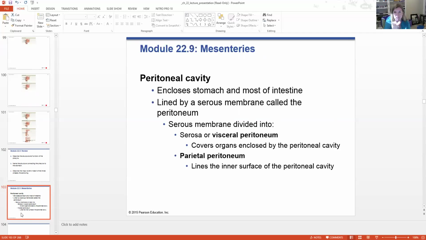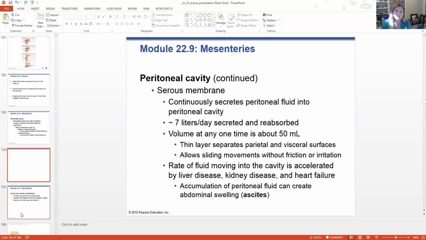So then you have this space in between the wall and organs. That serous membrane is continuously secreting peritoneal fluid into that peritoneal cavity, into that space, roughly 7 liters a day. It's secreted and reabsorbed, recycled over and over again. So it's a very thin layer, and that's to allow our organs to move and slide around each other without causing friction and irritation. The rate of fluid moving into the cavity is actually accelerated by things like liver disease, kidney disease, or even heart failure.